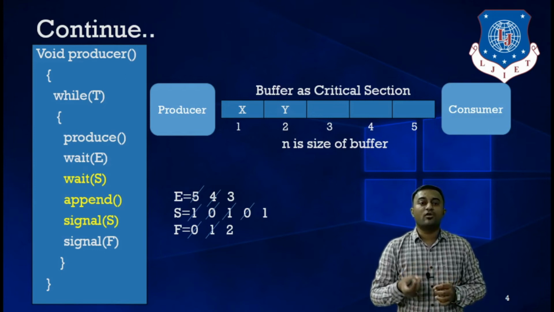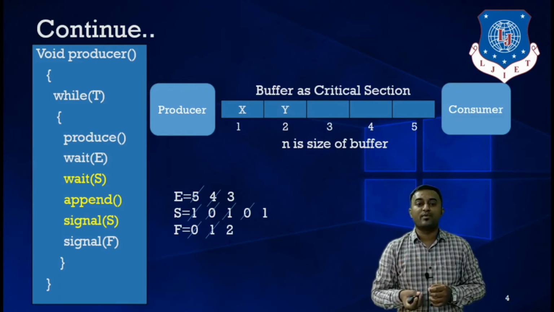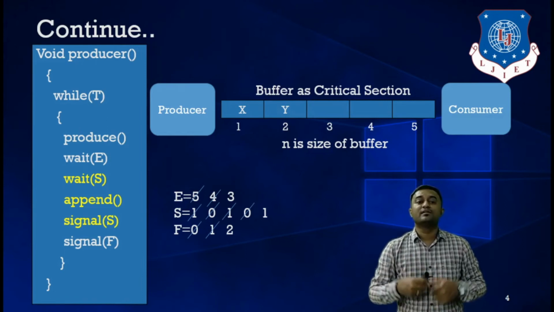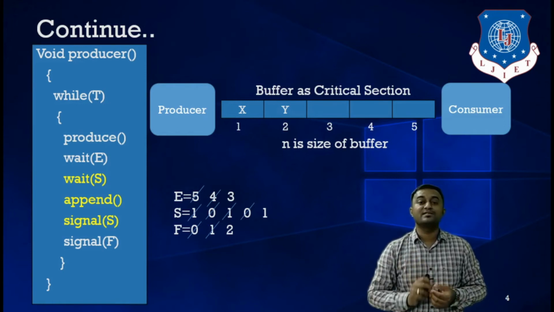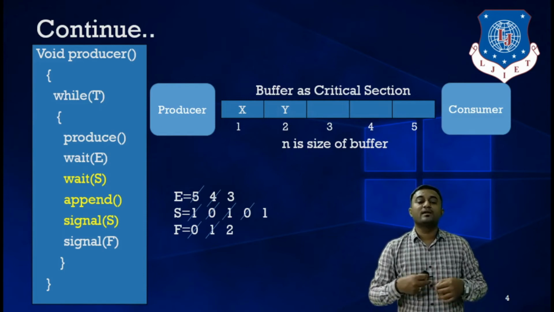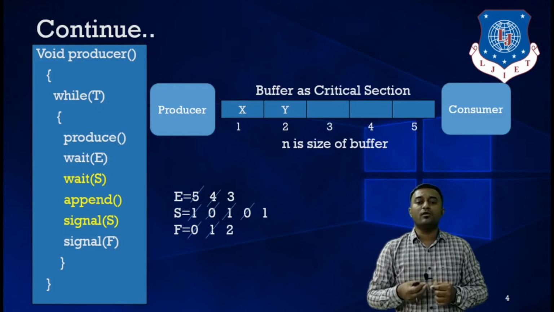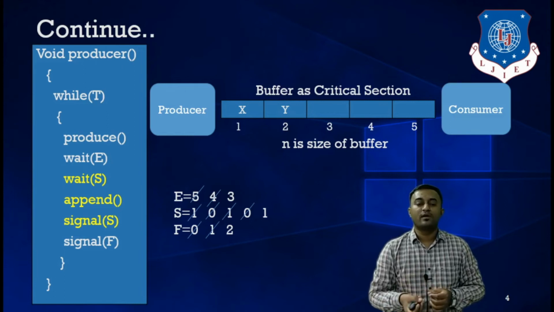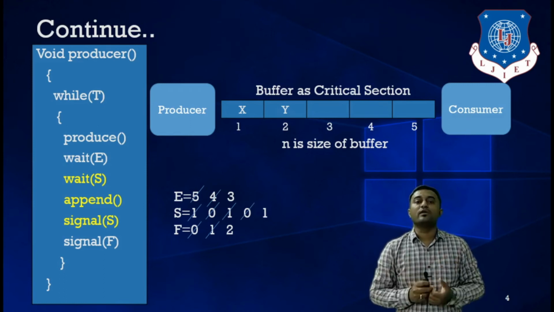Again wait on E is performed, and the value will be 3 in this case. Wait on S is performed, and the value will be 0, so that other processes cannot enter the critical section. Then appending is performed: in this case the Y element is inserted in the buffer. Then signal on S means I need to increment the value of S by 1, so it will be 1 again. And signal of F means the full slots are now 2 instead of 1. So in this way the producer logic works.